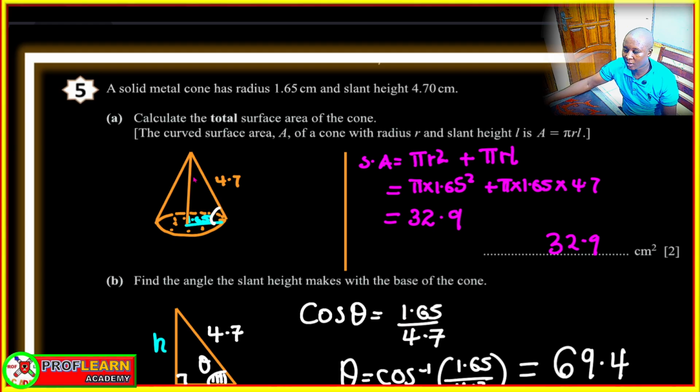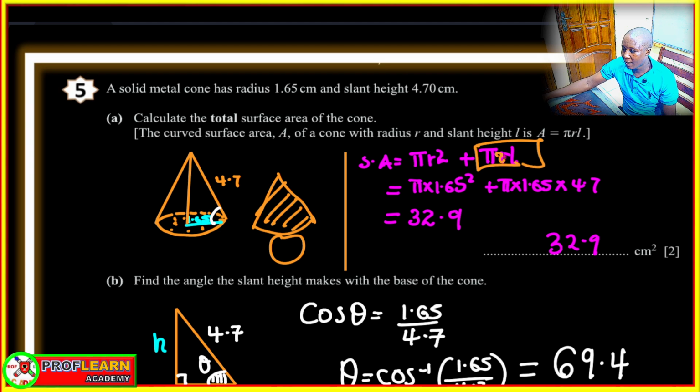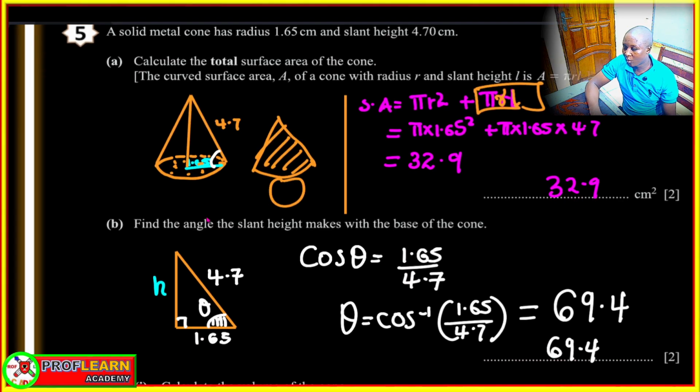The curved part of a cone, remember, is usually this part that is curved. That is given by pi r L, where L is the slant height and r is the radius that we have here, 1.65. So if you work it out, you're going to get 32.9.